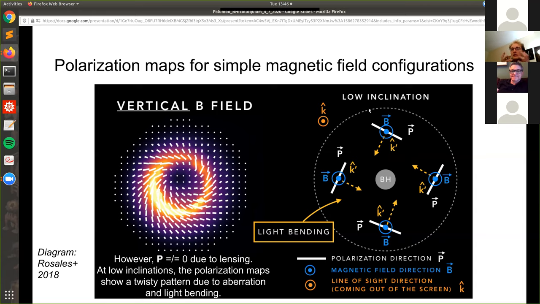But moreover, we see something here, and this is a geometry that we can assign to a MAD state at M87. If M87 is indeed pointed right at us and is in the MAD state and has these booming poloidal or vertical fields, then we might expect to see some twistiness.